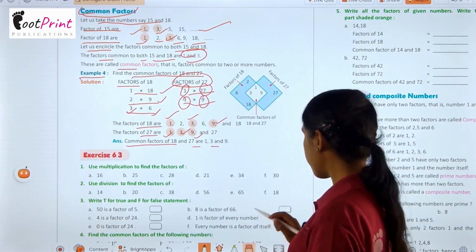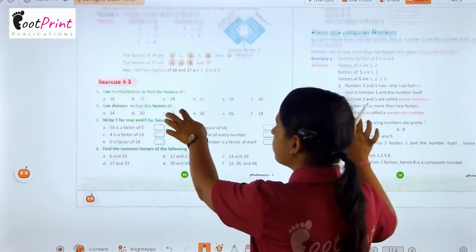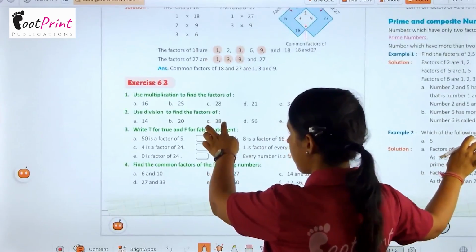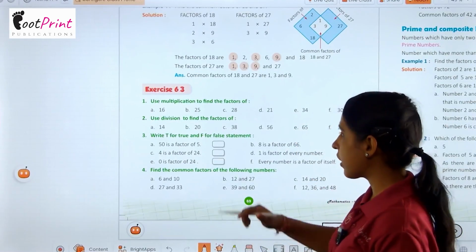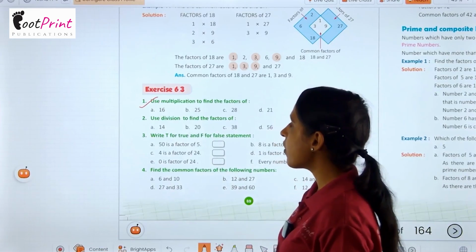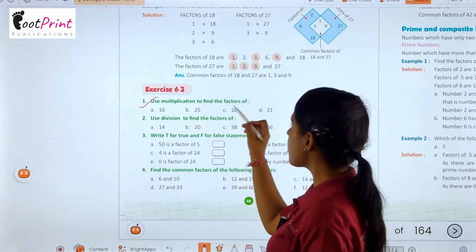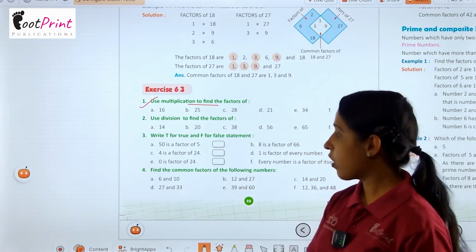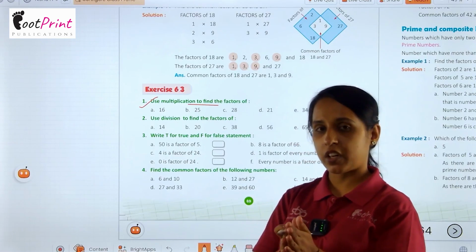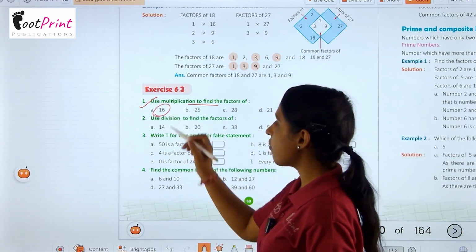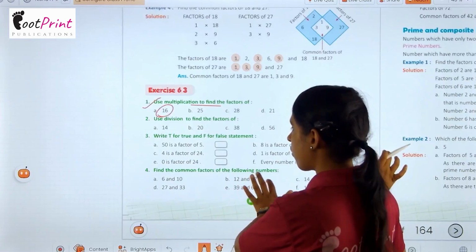Now we will move to the exercise part. Some questions are given to you. The question number 1 is use multiplication to find out the factors of. So हमें क्या करना है? मल्टीप्लिकेशन मेथड का यूज करते हुए 16 के फैक्टर निकालने हैं, फैक्टर्स फाइंड आउट करने हैं.